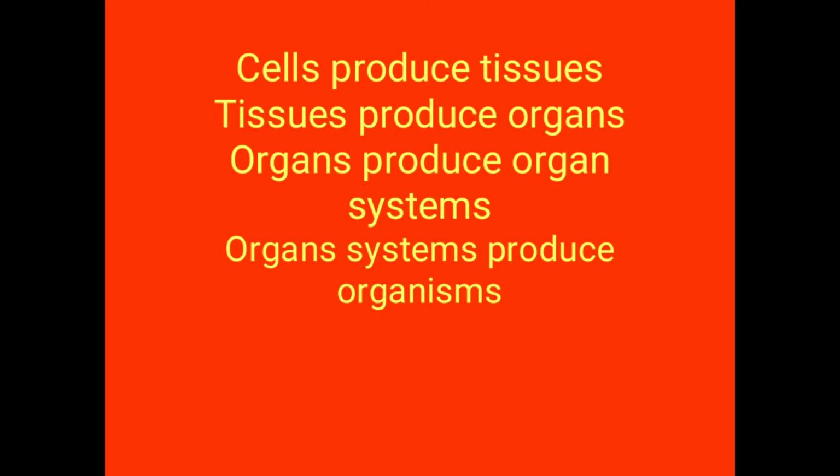Then they combine to form tissues. Tissues are groups of cells which have the same structures and perform the same functions at a particular organ. And tissues also combine to form organs, and organs combine to form organ systems. And all the organ systems together are called an organism.